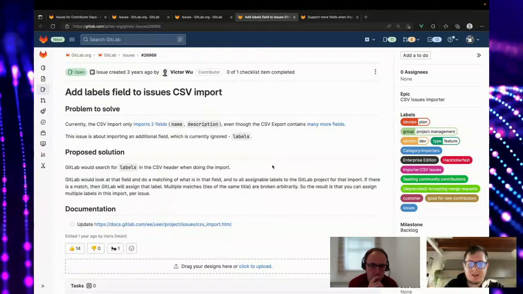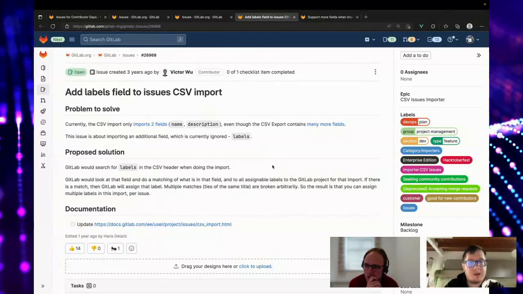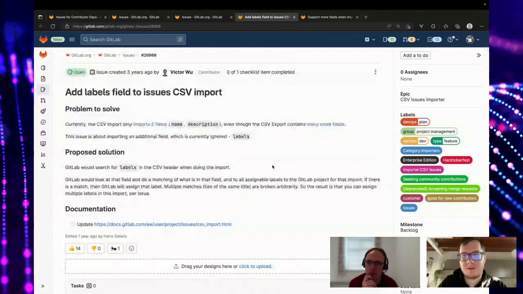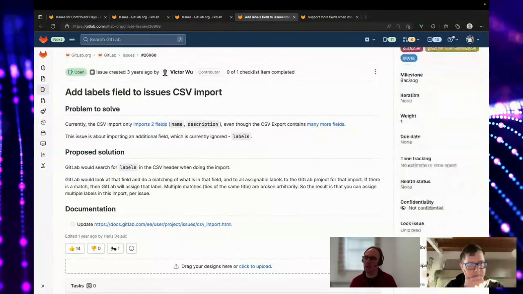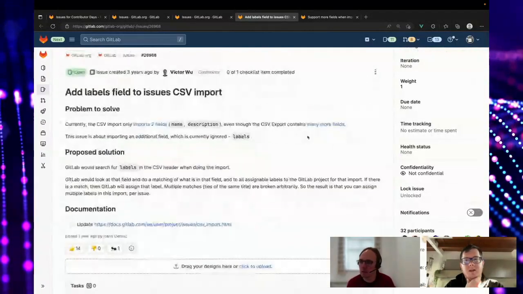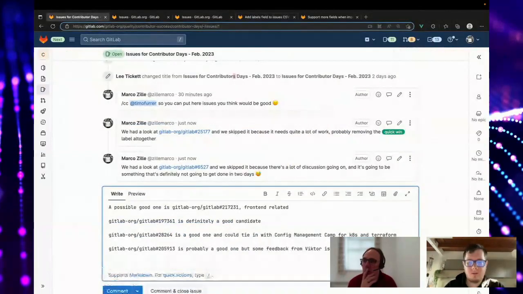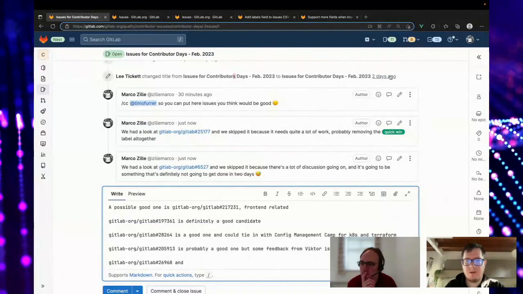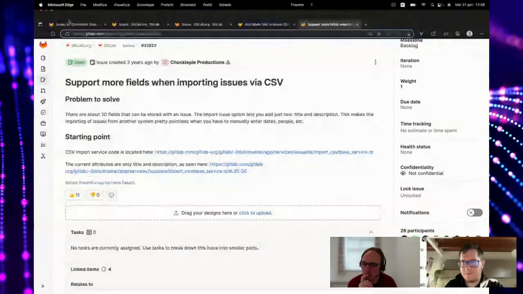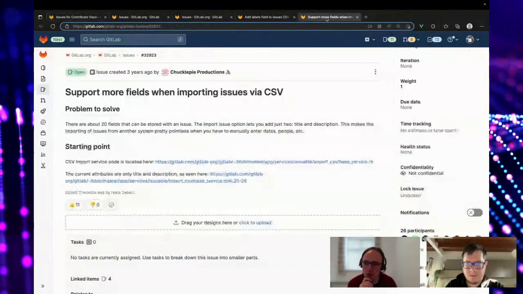I just need to check if these can actually be closed, because I don't remember if it's already supported by the CSV import. I last used CSV import about a year ago, and it wasn't at the time, but it's possible that it has changed. Well, according to the current docs, data from columns beyond title and description are not imported.